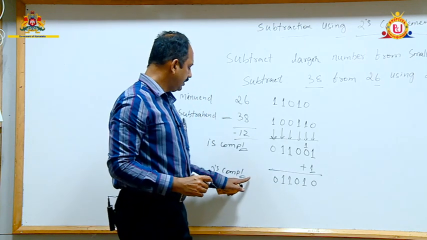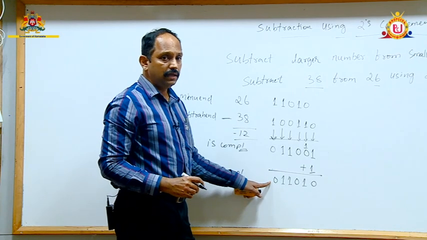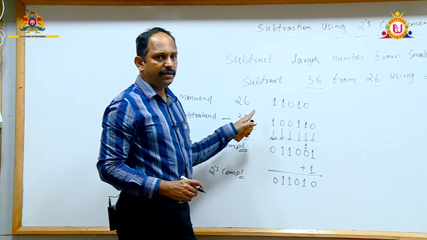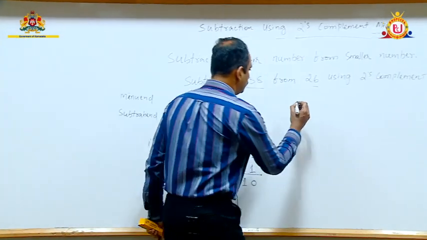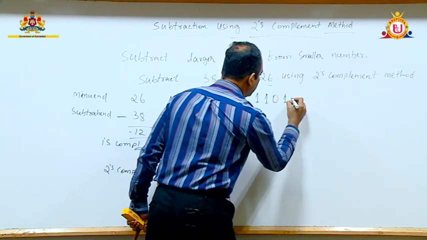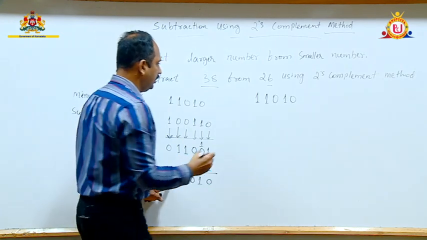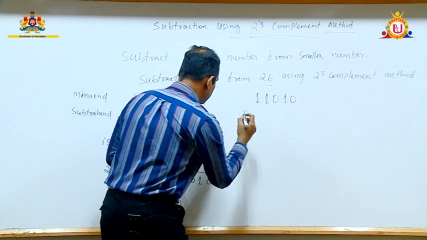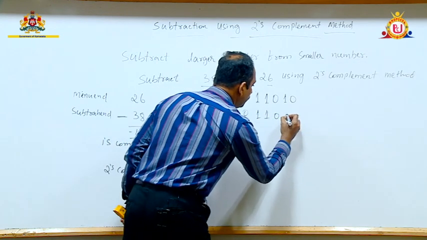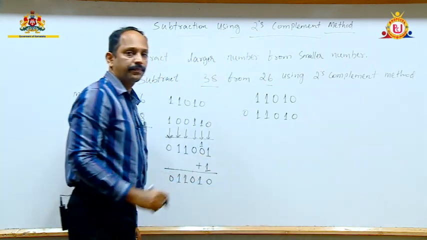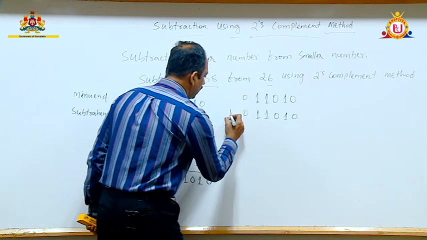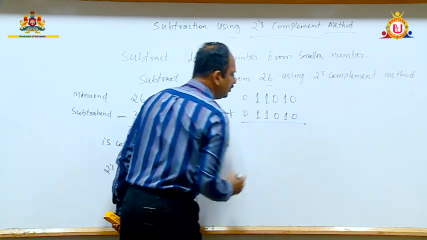Now write this 2's complemented number at the subtrahend place, and whatever the value present at the minus end will be written as it is. So 1 1 0 1 0. Now we are writing the subtrahend 2's complemented number 0 1 1 0 1 0. Now this number is written and now we perform the addition to get the result.